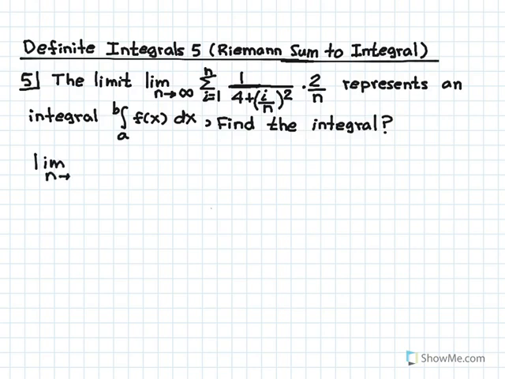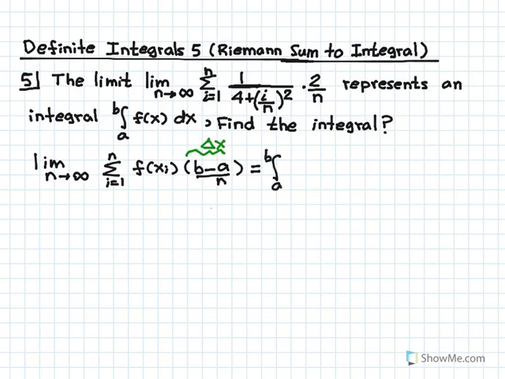Limit n goes to infinity, i goes from 1 to n, f of xi times b minus a over n. This is a right-hand Riemann sum with equal partitions delta x. This is delta x here. And this is equal to the definite integral a to b f of x dx.